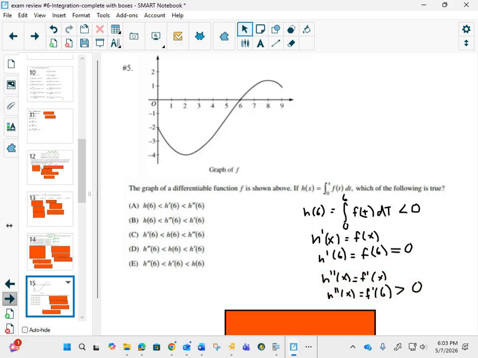H double prime of x is f prime of x. So h double prime of 6 will equal f prime of 6. F prime of 6 is the slope of this tangent here, which is positive. Most often in these kinds of questions, one is negative, one is 0, one is positive. My experience will tell you.